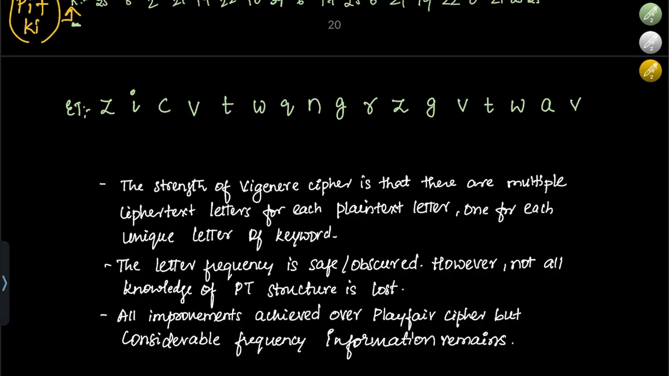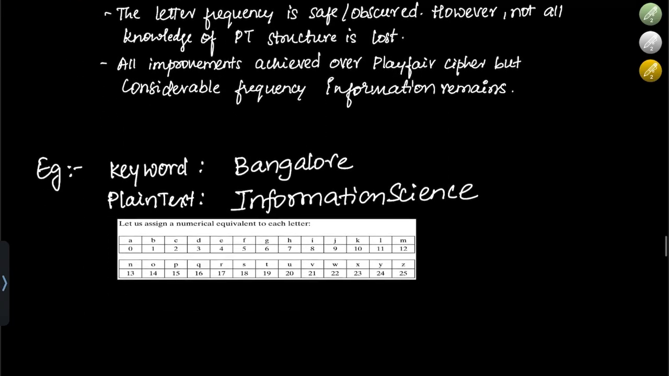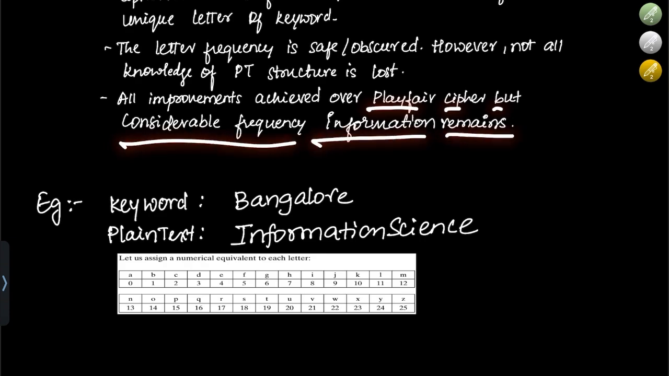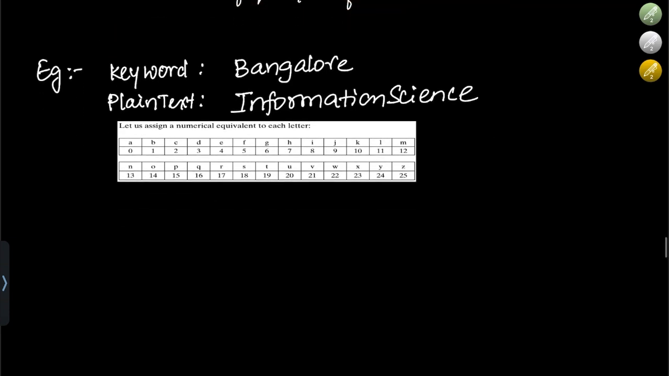So in conclusion, we can say that the Vigenère cipher's periodic key-based encryption provides stronger security compared to single substitution methods, but can be cracked with sufficient ciphertext and statistical analysis. So all improvements achieved over the Playfair cipher, but considerable frequency information remains. So let's look into this example. We'll solve this example now.